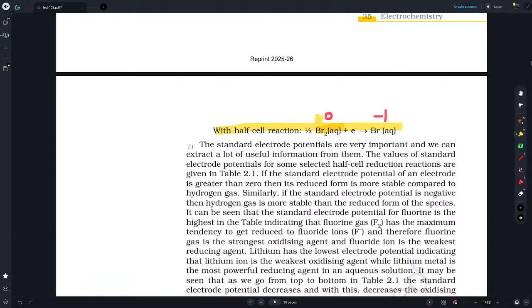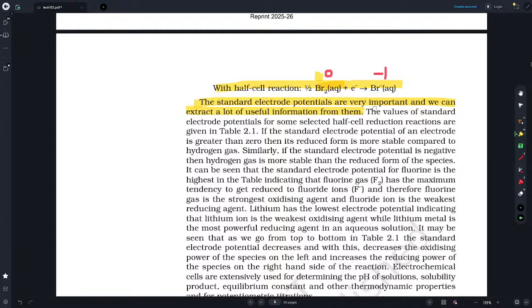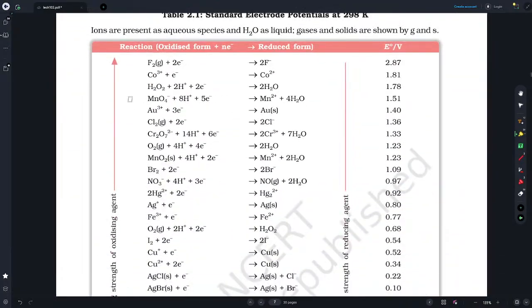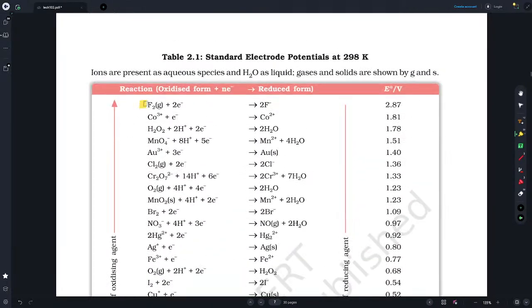The standard electrode potentials are very important and we can extract a lot of useful information from them. The values of standard electrode potentials for some half cells are given in Table 2.1. Here we see that this is the table. We see that F2 plus 2 electrons giving 2F minus ion, getting reduced, has an electrode potential of 2.87 volt, which is the highest we see in this table.